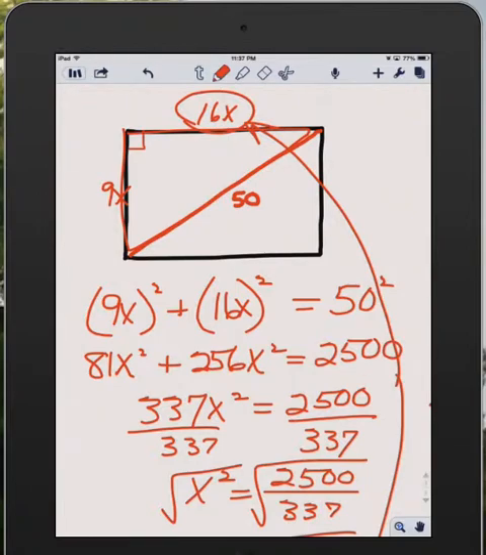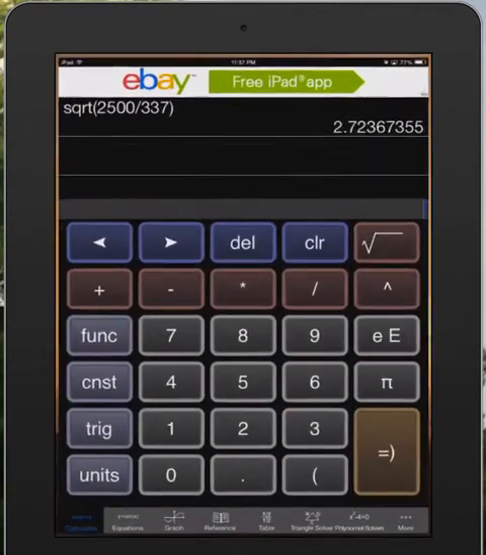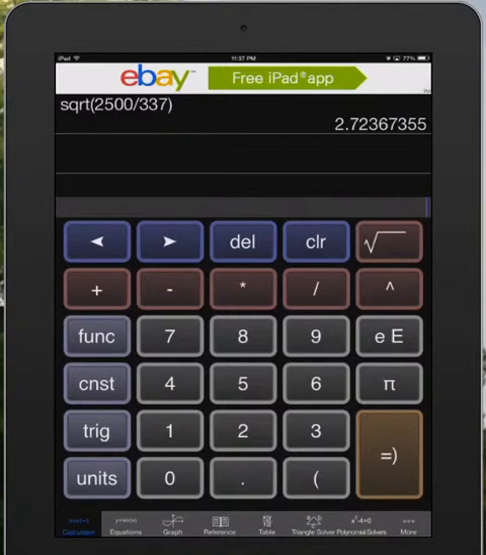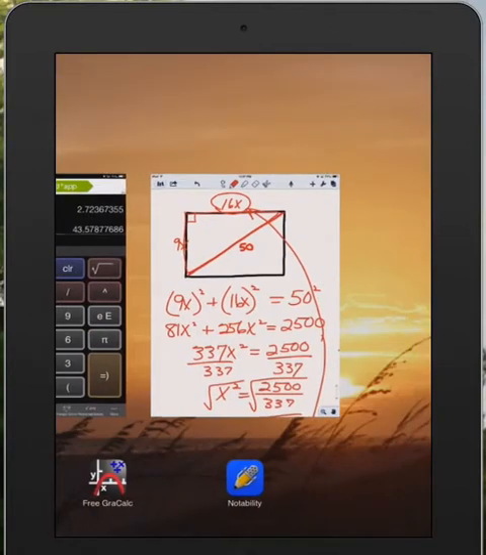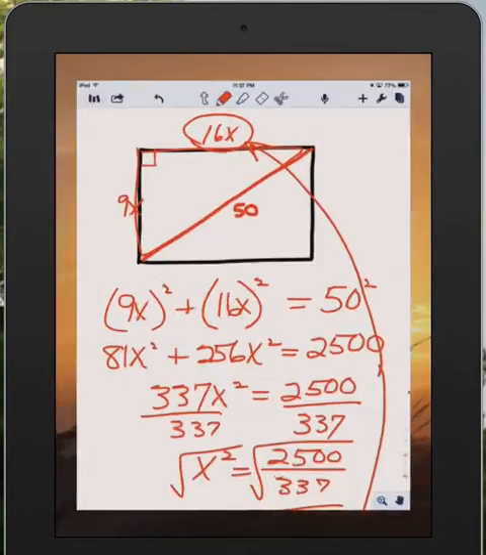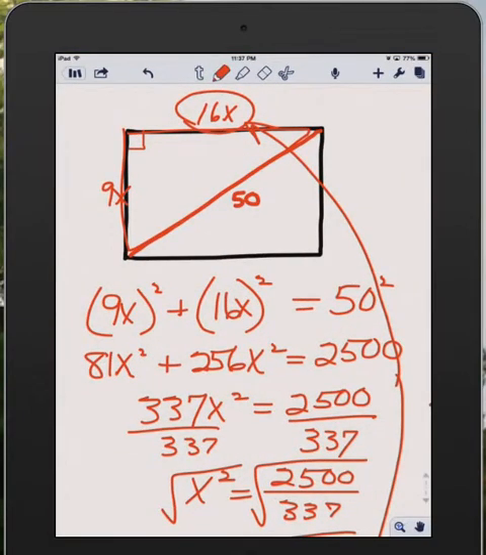So therefore, going back to the calculator, why don't we just take that answer times 16, and we get an answer of approximately 43.58. So the answer to the question is equal to 43.58.